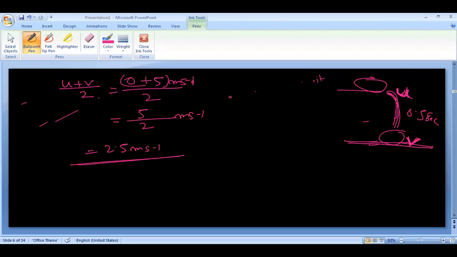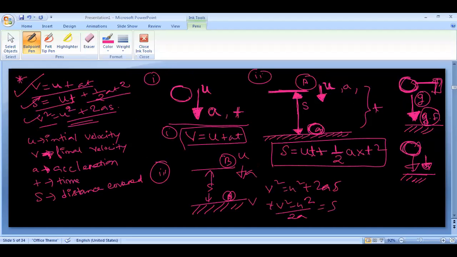How high is the ledge from the ground? Now you have to find this distance. So which formula you have to use? See the formula. S is equal to ut plus half at square, and another is v square equal to u square plus twice as. So you can use any formula.